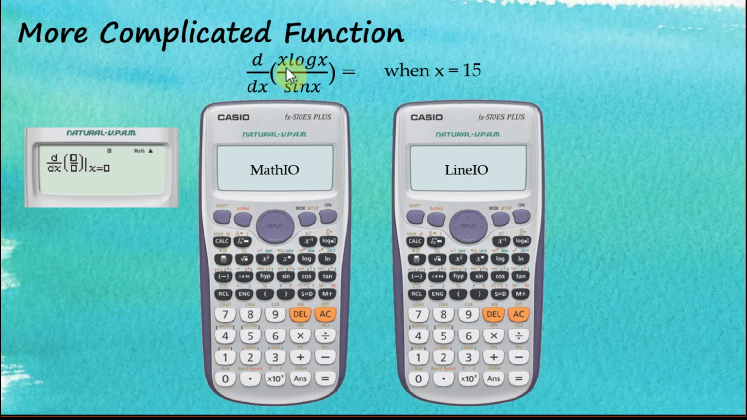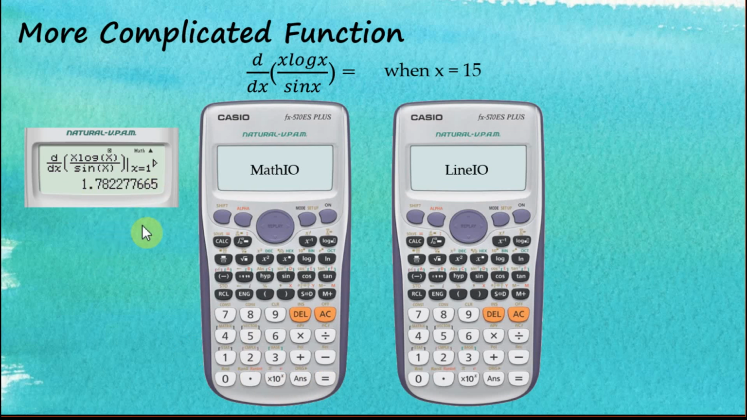The numerator is x log x. So Shift x log x, and then close the bracket, and then let's move to the denominator, and the denominator is sine x. So sine, alpha x, and close the bracket. Then let's move to the differentiation point one more time. The differentiation point is 15. So 1, 5, equal. So this is the answer.